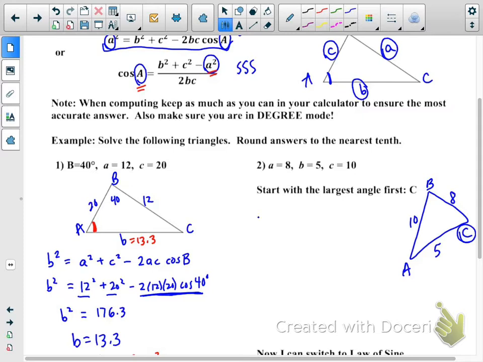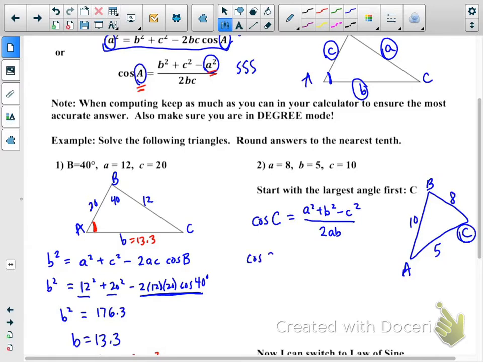So the cosine of C, that's the one I'm looking for, is equal to A squared plus B squared minus C squared. Again, this letter here should match the letter over here, over 2AB. Notice the bottom is not the same letter as what's over here. Okay, so that's my setup here.